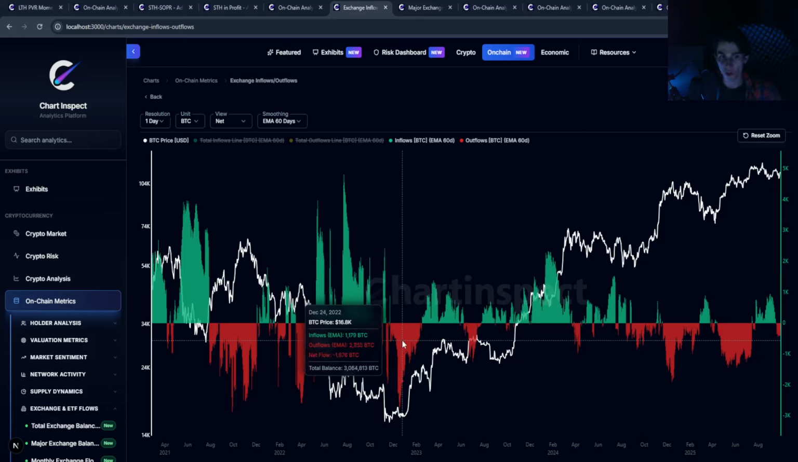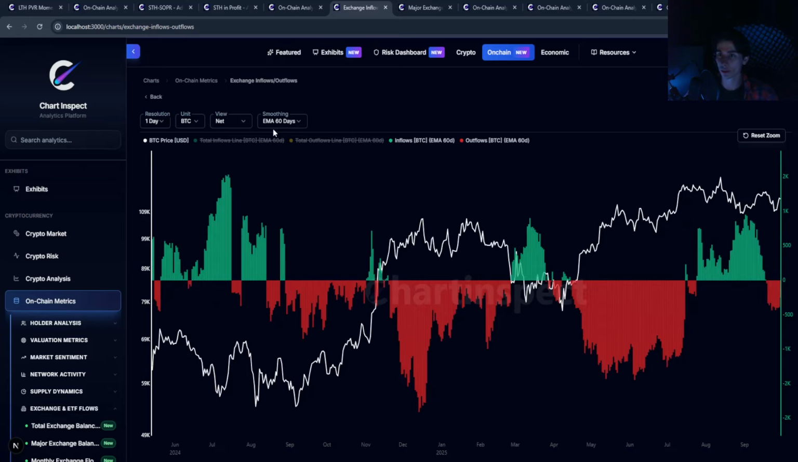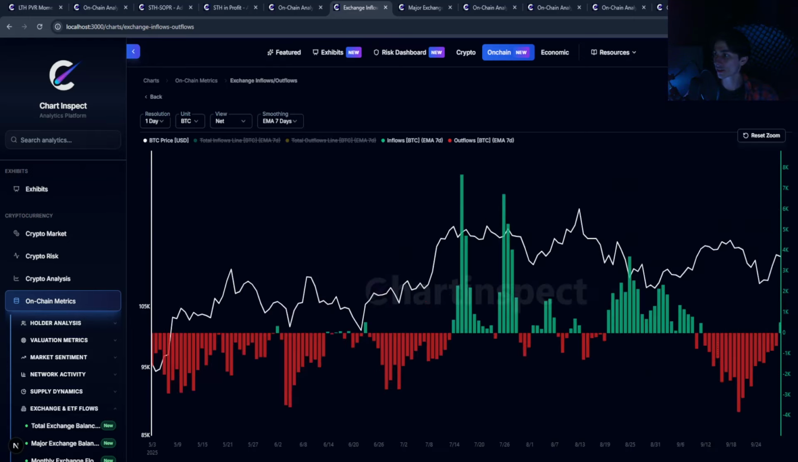as well as in the bear market bottom in December of 2022. So what happened in the most recent dip to this level, right? When we apply a small moving average, we saw a net outflow of around, I think it was around 15,000 BTC over this weekend period.